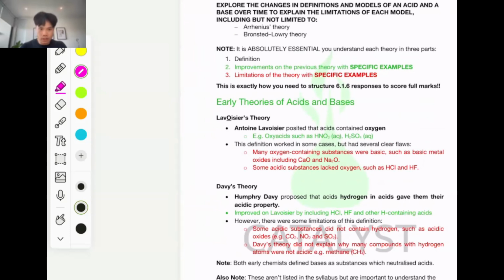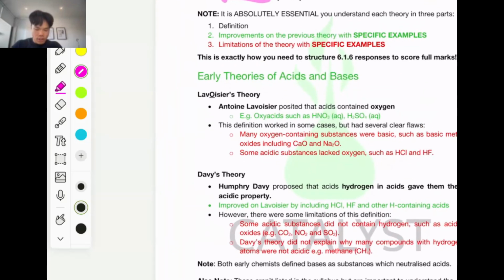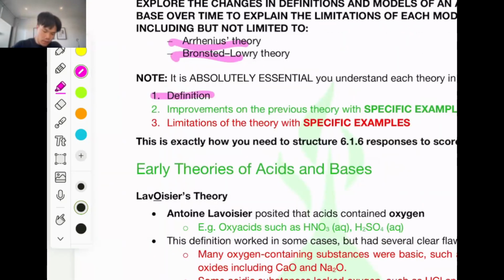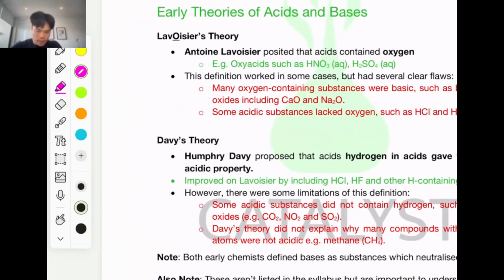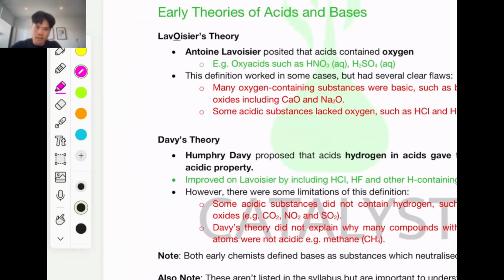Acid-base theories. Starting off at the very beginning, the only ones that are actually listed in the syllabus are Arrhenius and Bronsted-Lowry. I think it's still good, if I was you, to take in the earlier theories into the exam anyway, and be able to talk about how we actually arrived at Arrhenius in the first place. The structure that you follow is to define the theory, how did it improve on the one that came before, and then how is it still limited with a specific example. So Lavoisier, he said that acids contain oxygen, give an example, but it was still limited because certain substances that did contain oxygen were not acidic.